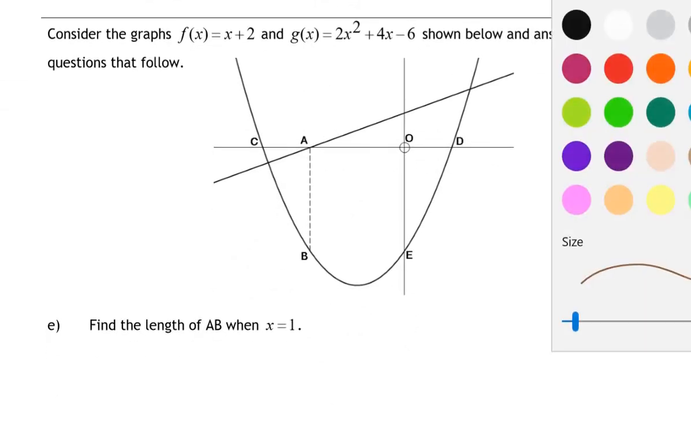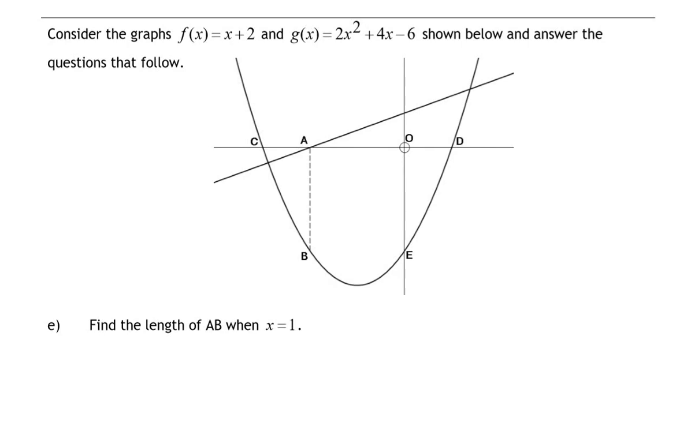Okay, so the last question says, consider the graphs, same graph, second same question, I just copied and pasted it. Find the length of AB when x is equal to 1. So what they're meaning is that if A is anywhere and B is anywhere, so not where I've drawn it, but where x is equal to 1, so if this was A and this was B, what would my distance be when x is equal to 1?